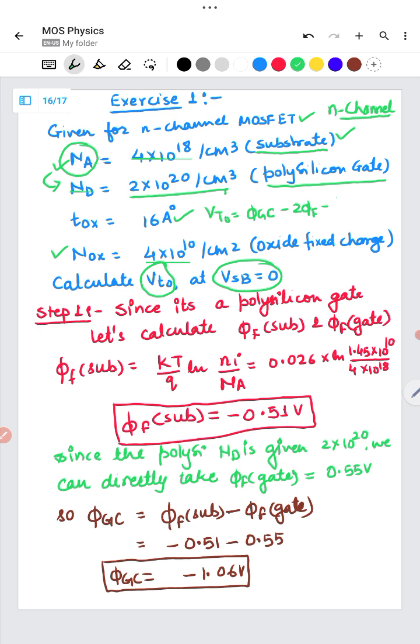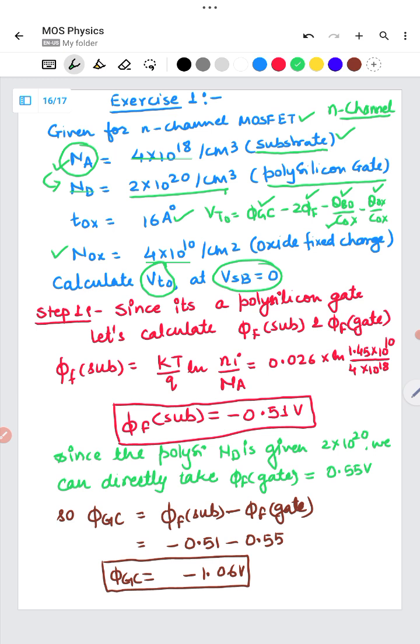In another step you calculate the QB naught divided by Cox. In another step you calculate the Qox divided by Cox. So basically in one step you can calculate this, another this, then third step this, fourth step this, and the fifth step you can calculate Cox, and finally you can calculate the Vt naught. So normally 5 to 6 steps this kind of a problem takes.